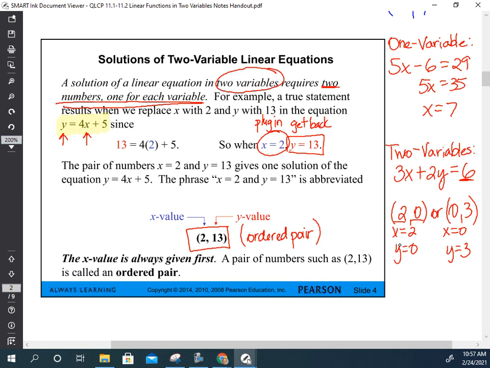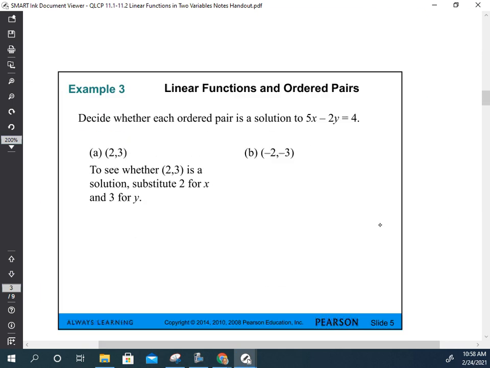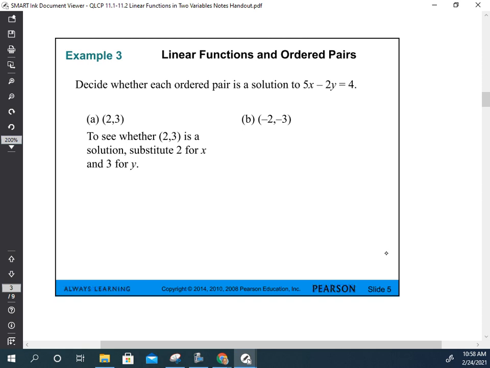So let's do a little work with 2 variables in your equation. So the first thing is, if they give you a point, determining whether or not it works. Here's a point, does it work? So it's a yes or no answer, but your work has to justify it. So decide whether each ordered pair is a solution to 5x minus 2y equals 4.